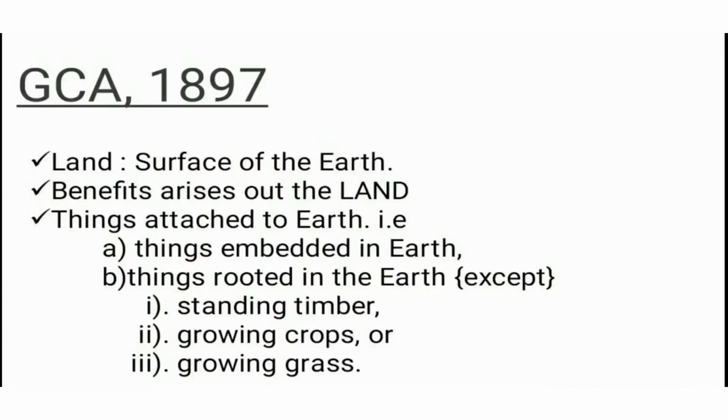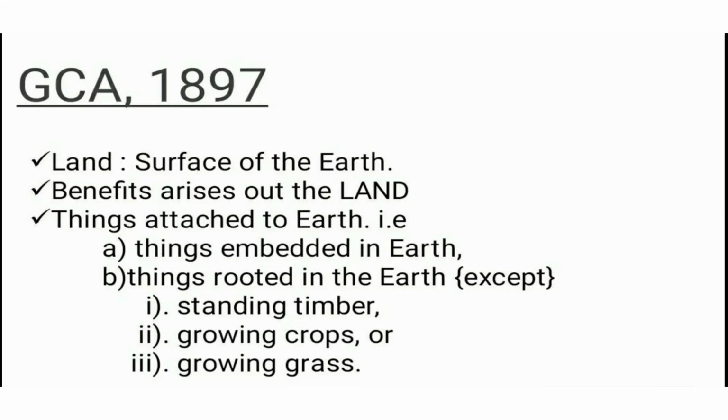Starting with the first line in the General Clauses Act, that is about land. So land means something of the surface of the earth. For example, the place where you're standing, consider that as an example, okay? The place where you're staying, that surface of the earth is basically considered land. Now the next important component is benefits arising out of the land. So what are the benefits you're trying to get out of that particular land? That can also be considered an immovable property. Third thing, things attached to the earth.